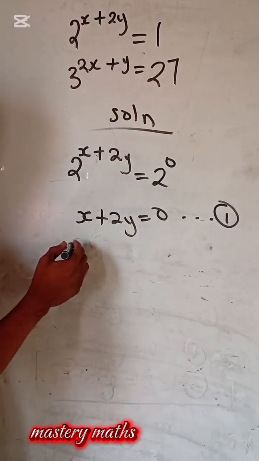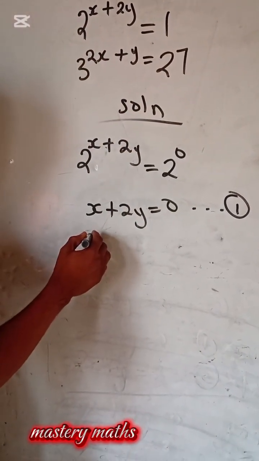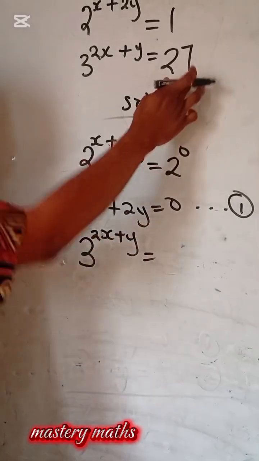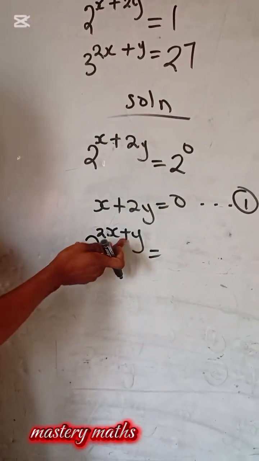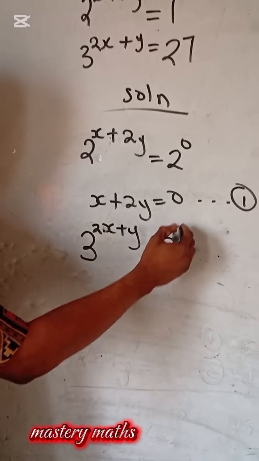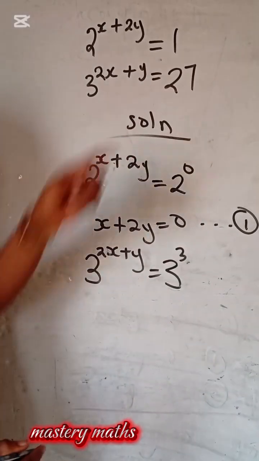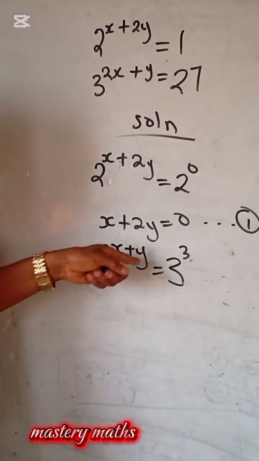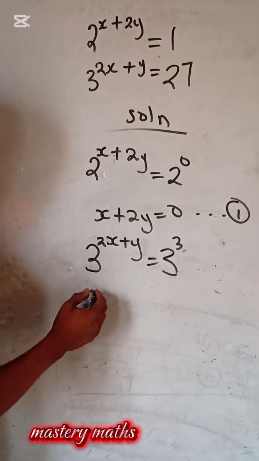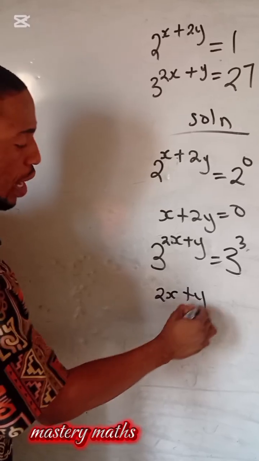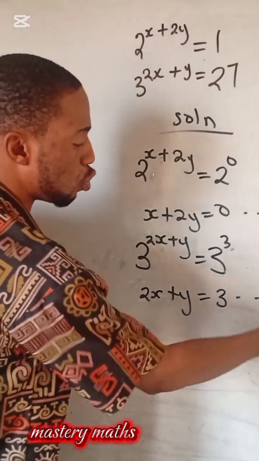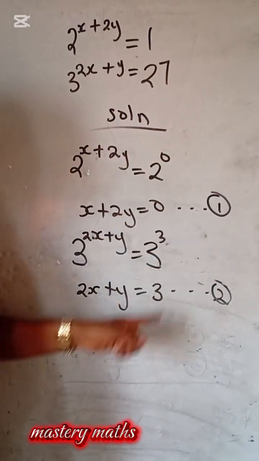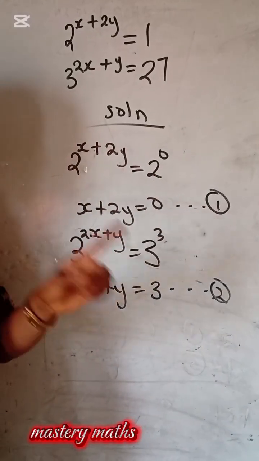Now, the second one will be 3 raised to the power of 2x plus y equal to, instead of writing 27, we're going to equate the power also, into 3 raised to the power of 3, giving us 27. Now, since we've equated it, we're going to make use of the power, which is 2x plus y equal to 3, calling it equation 2. You see now, we've reduced this from indices to simultaneous linear equations, giving us equation 1 and equation 2.